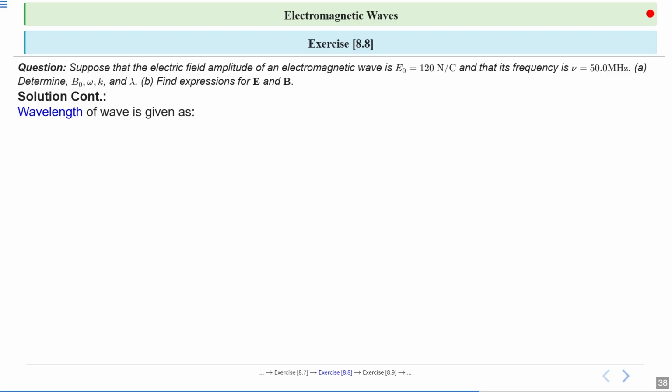So the wavelength of the wave is given as lambda equal to c upon nu. We know that c equal to nu lambda, so lambda is equal to c upon nu, NCERT equation 8.9b. After putting the value of c and nu, lambda is equal to 3 into 10 raised to 8 upon 50 into 10 raised to 6. So lambda came out to be 6 meter.